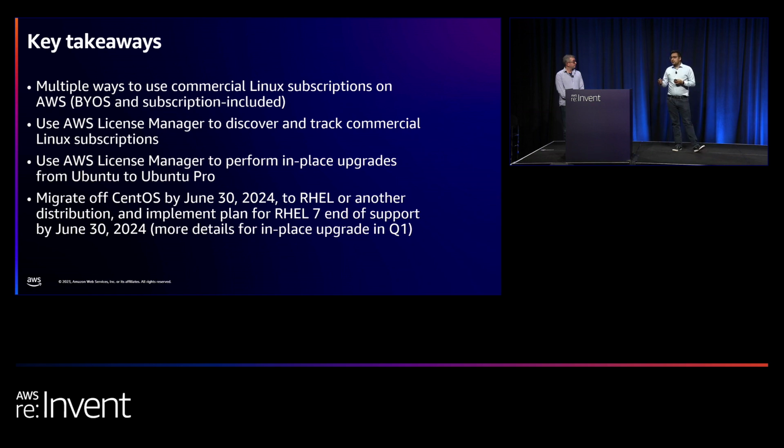You can also use AWS License Manager to perform in-place upgrades and do conversion tasks. So for example, if you want to move from Ubuntu to Ubuntu Pro, that can be done in a seamless and in-place manner. And finally, if you're running any CentOS 7 or RHEL 7 workloads, you need to have a plan in place to be able to migrate. So in case of CentOS 7, migrate to another operating system, and in case of RHEL 7, either move to RHEL 8 or RHEL 9, or plan to get ELS, and we'll share more details on that in Q1.